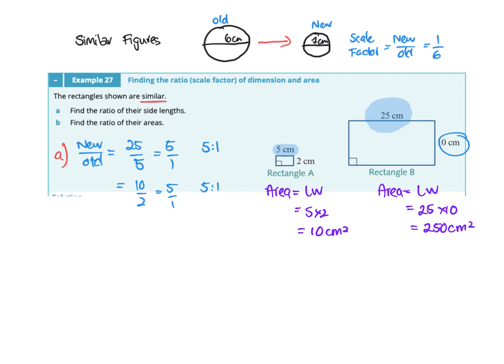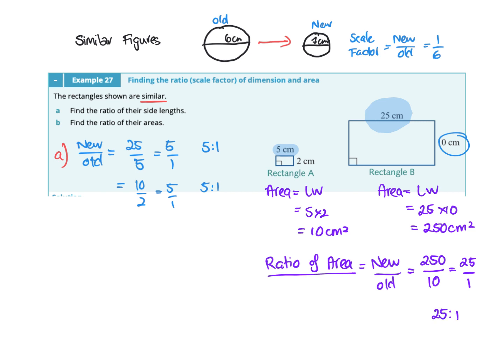Okay, so they've asked me to find the ratio of their areas. All you have to do is put the new over the old again, but we'll use their area values. So we'll do 250/10. Now we can simplify that to be 25/1, and we could write it as a ratio as 25:1.